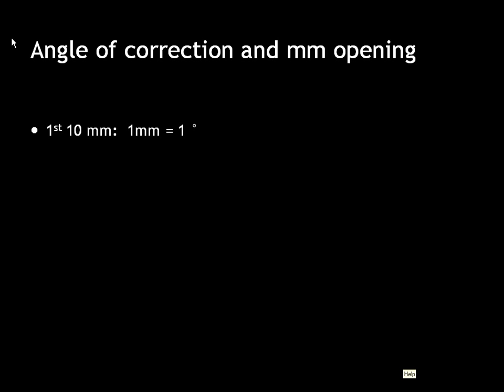It used to be that for the first 10 millimeters, every degree of correction you can do by 1 millimeter of wedge opening. So that gives you an idea how much wedge you're going to open and which plate you will use. But when you go above 10 millimeters, the angle is less. So a 40 millimeter wedge will give you a less degree.